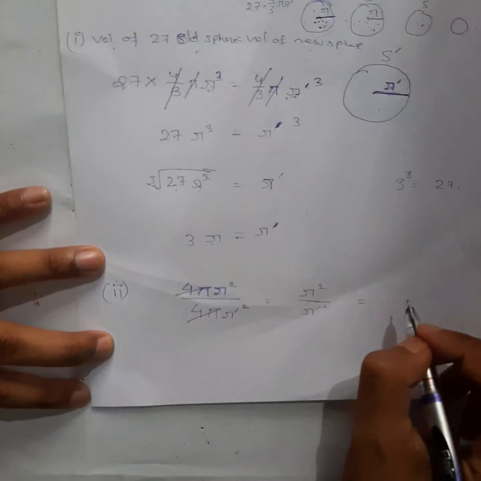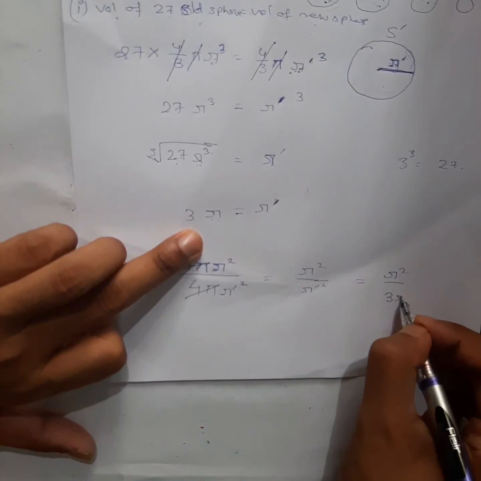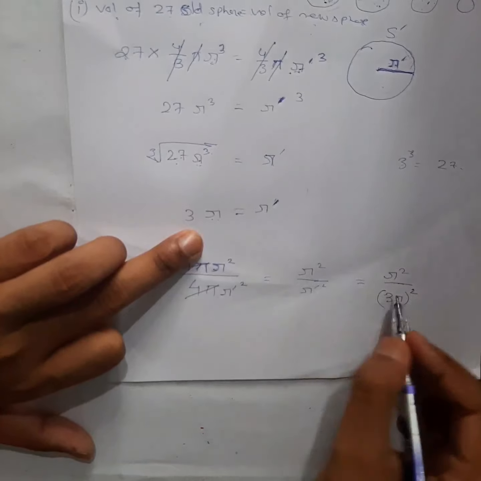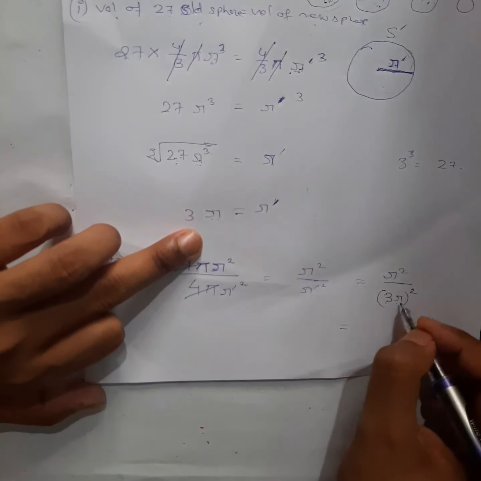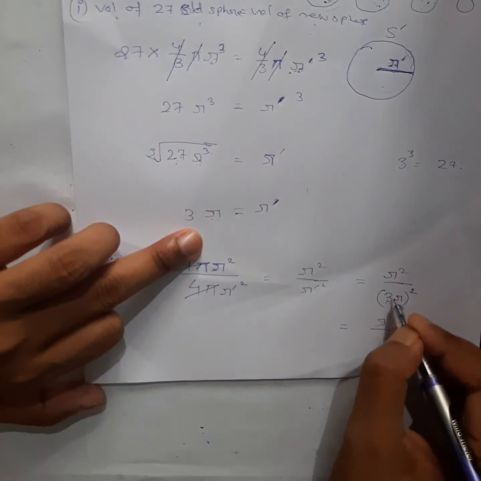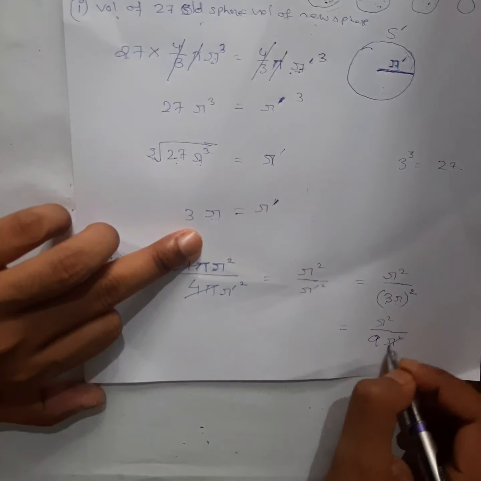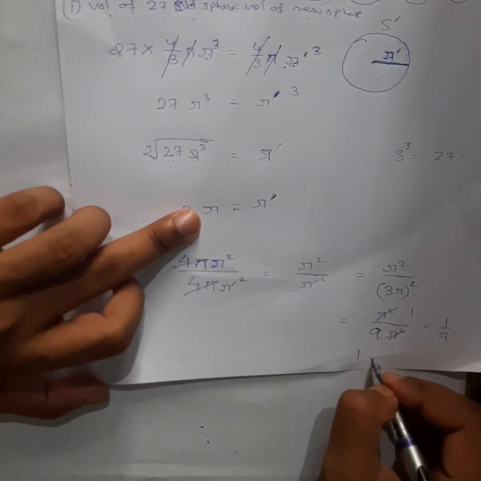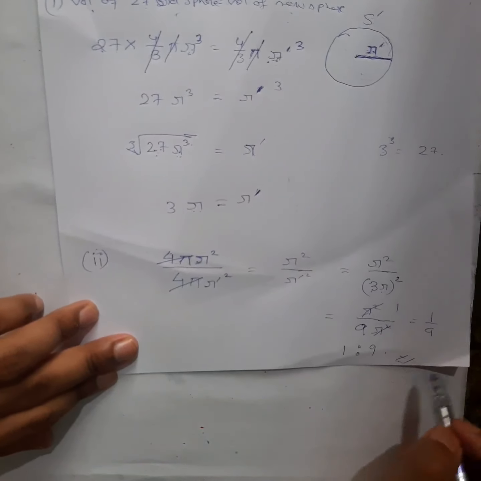Now r dash square is what? We know already, r dash is thrice of r. So in place of r dash I have put thrice r. Right? Now what will you get? R square by 3 square, which is 9 r square. So r square is gone. What will be left? 1 by 9. So the ratio is 1 is to 9. Okay, so very simple question, right?